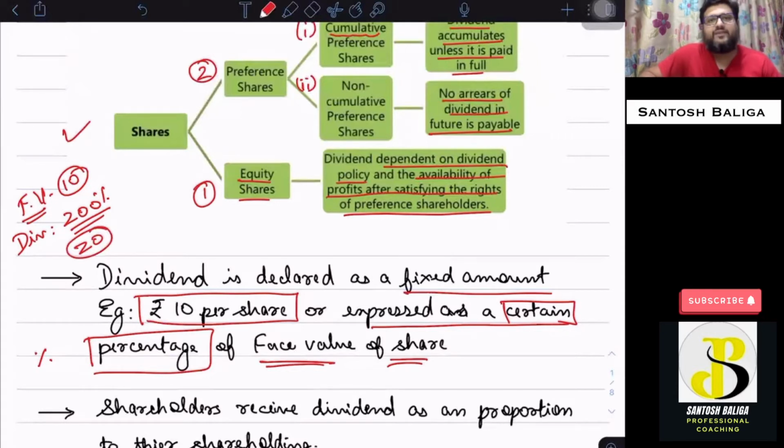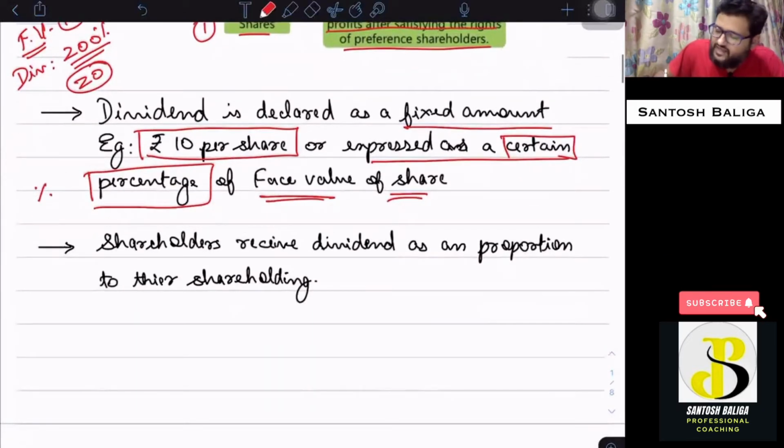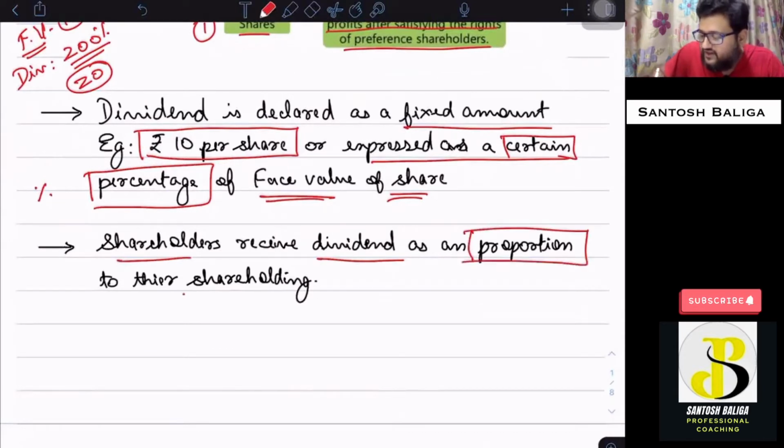So whenever a company says they have issued 200%, 300%, that is not on the market price of the share, but on the face value of the share. Okay. So the next point is the shareholders will receive dividend in a proportion to their shareholding. Okay. So this point should also be clear.